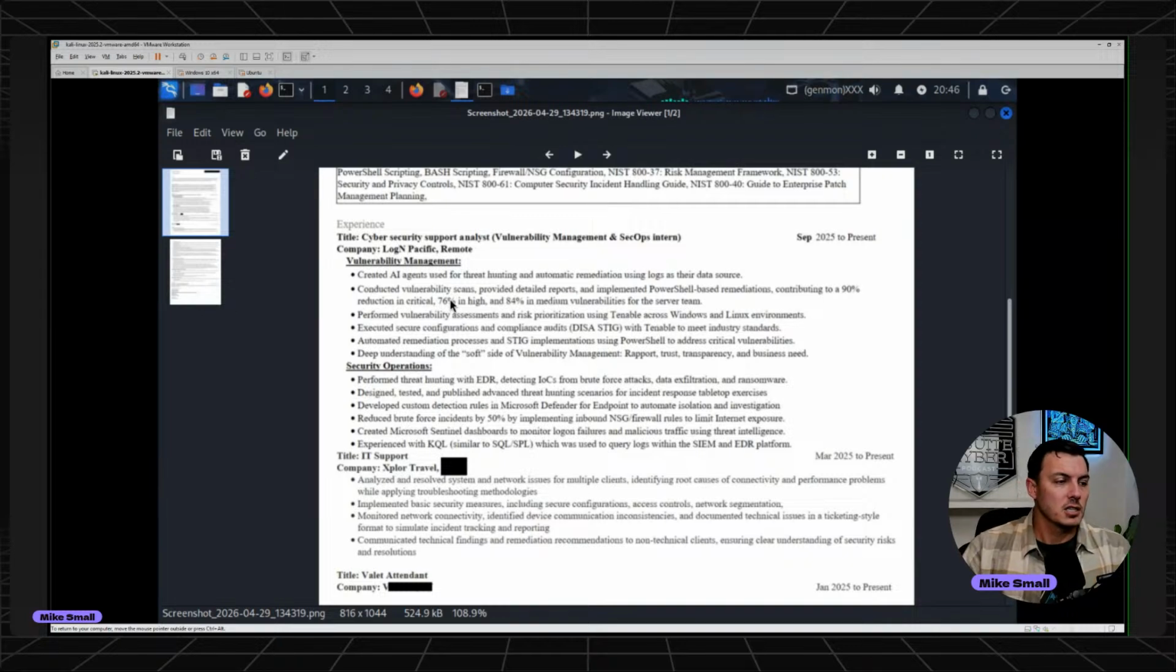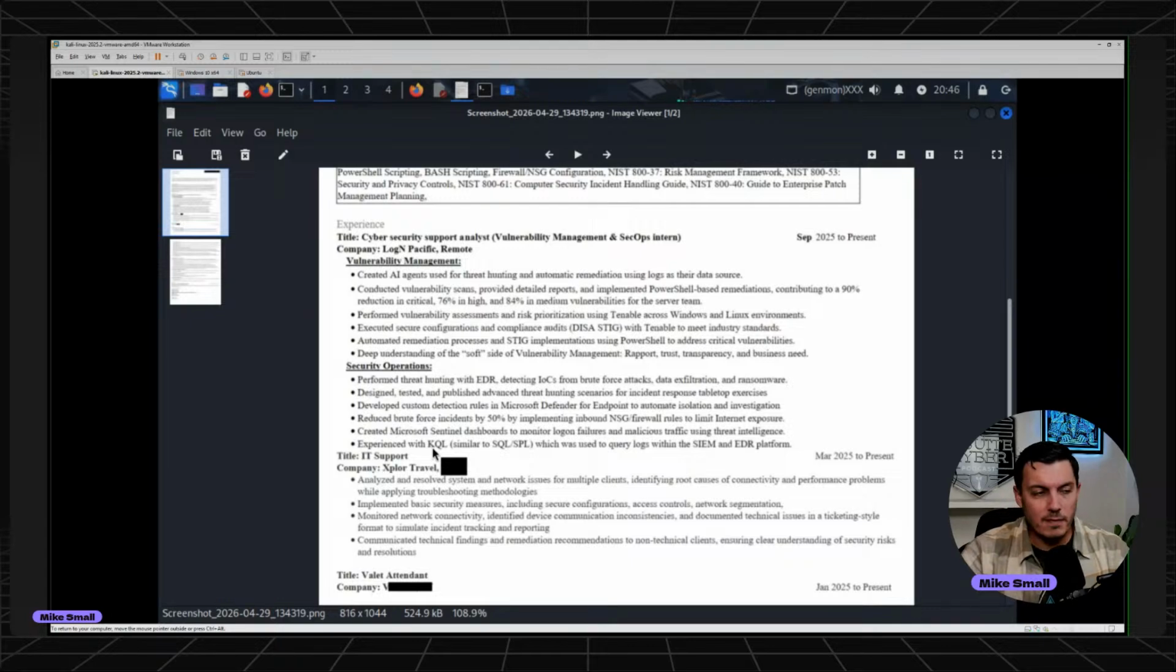Works. Experience with KQL, similar to SQL. I would say that you don't have to put "similar to SQL and SPL." KQL is pretty well known now, and was used to query logs within SIEM and EDR platforms. Okay, it just shows a little bit that you've done some querying. I would say I would beef that one up a little bit more, which I get because it's your last bullet too.